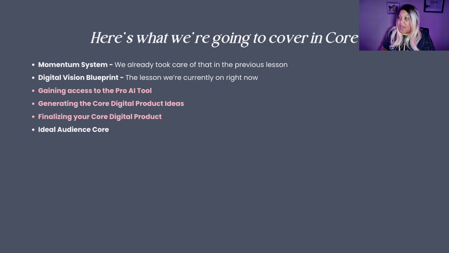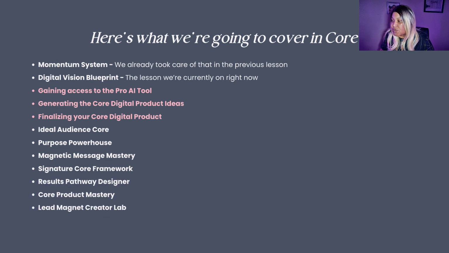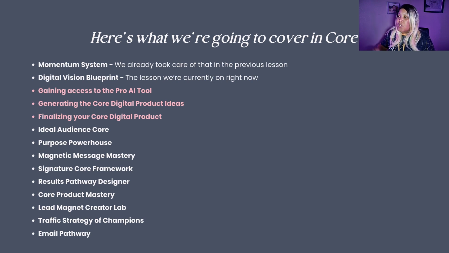Then moving on in the upcoming lessons, we're going to dive into ideal audience core, purpose powerhouse, magnetic message mastery, signature core framework, results pathway designer, core product mastery, lead magnet creator lab, traffic strategy of champions, and email pathways. And of course, after every lesson, I do a wrap up so you will know what's coming next, right?